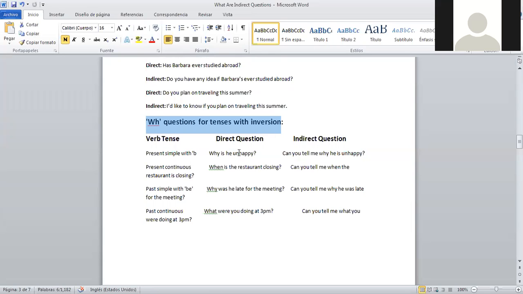So now look, why is he unhappy? When we have a double H question, we don't need the if. Why is he unhappy? Can you tell me why he is unhappy? So I switch the is to after the subject, after he. When is the restaurant closing? Can you tell me when the restaurant is closing? So I place the is after the subject.